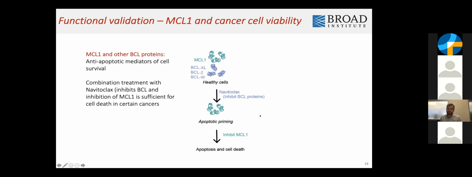As a second, more concrete example, we at the Broad have a strong interest in MCL1, as I'm sure many of you do. And to broadly oversimplify the biology that we're looking at, BCL2 family members are anti-apoptotic mediators of cell survival. And we were interested in developing Degron tags for MCL1, and we thought we could leverage a system where the FDA-approved drug navitoclax would inhibit BCL-XL, BCL2, and BCL-W, leaving the cells in this apoptotic primed state, where now if we further inhibited MCL1, this would lead to rapid apoptosis and cell death.